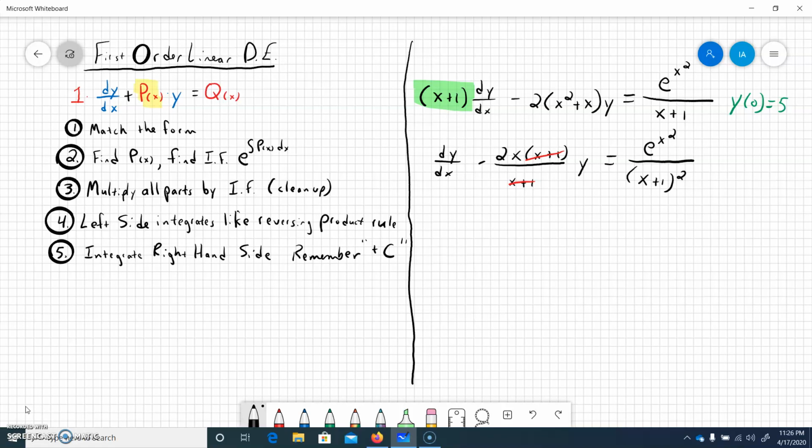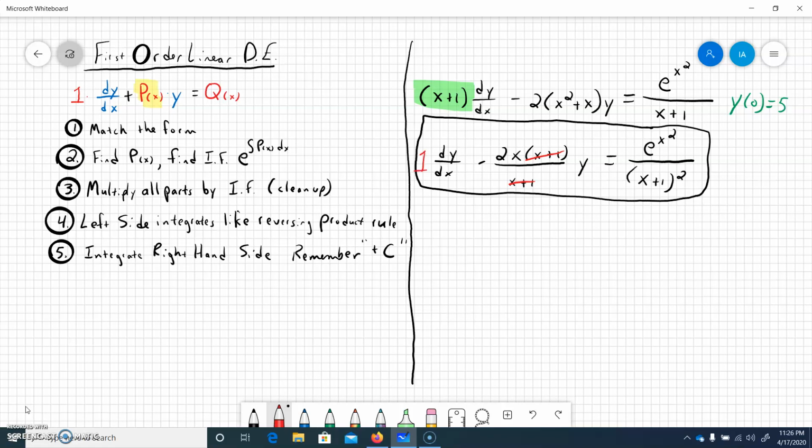So now it is in the correct form. This is the correct form. There's a 1 in front of the dy dx right now. And if we look at what's in front of the y now, it's negative 2x. So it's going to be our p of x. Okay. That negative is kind of important.